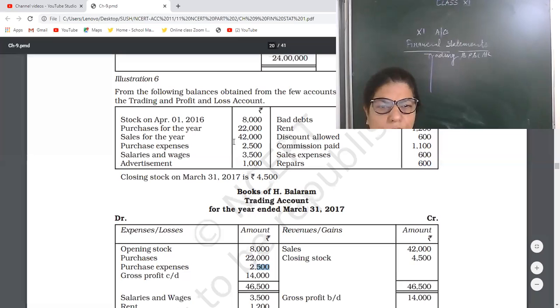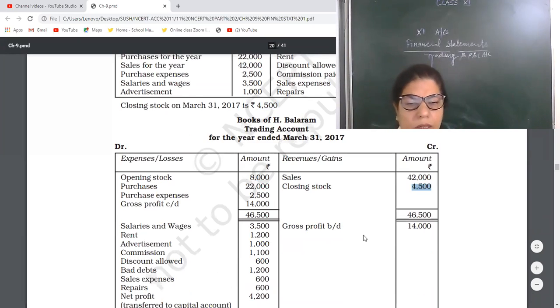See, this is sales for the year 42,000. Sales for the year 42,000. Credit side, as I told you, sales will be shown in the credit side. Then closing stock given here. That closing stock is to be shown on two sides. One is credit of trading, another asset side.